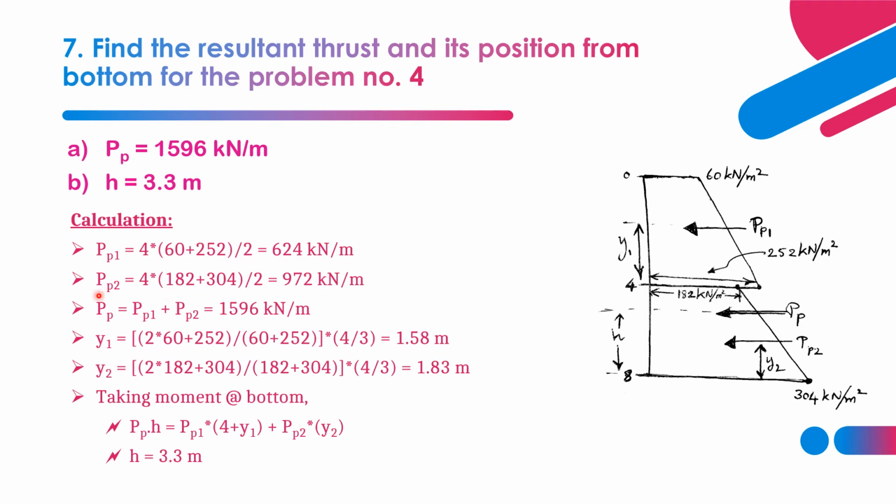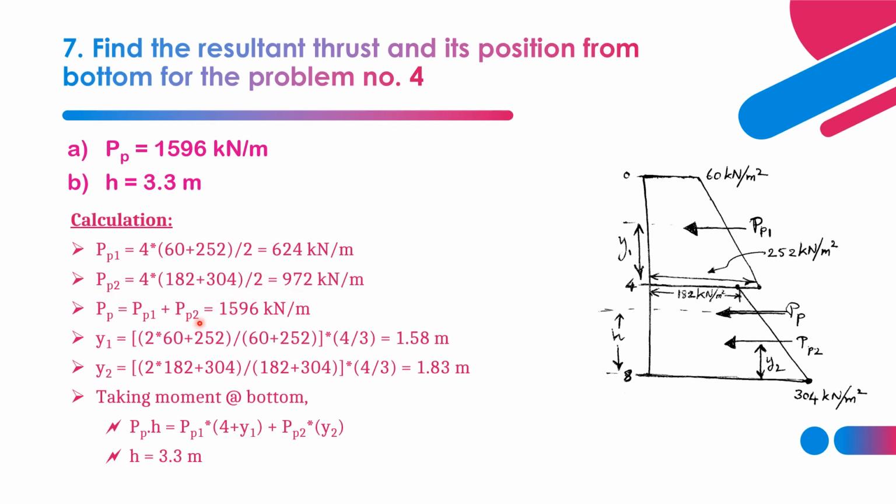Similarly, we can move on to the second layer. PP2 is equal to 4 into (182 plus 304) by 2. That is nothing but 972 kilonewton per meter. Here you can see in this diagram, the second trapezium, where 182 and 304 are the widths of the trapezium, and the average of it is multiplied by the height of the trapezium, which is 4 meter. So 4 into (182 plus 304) by 2 gives 972 kilonewton per meter.